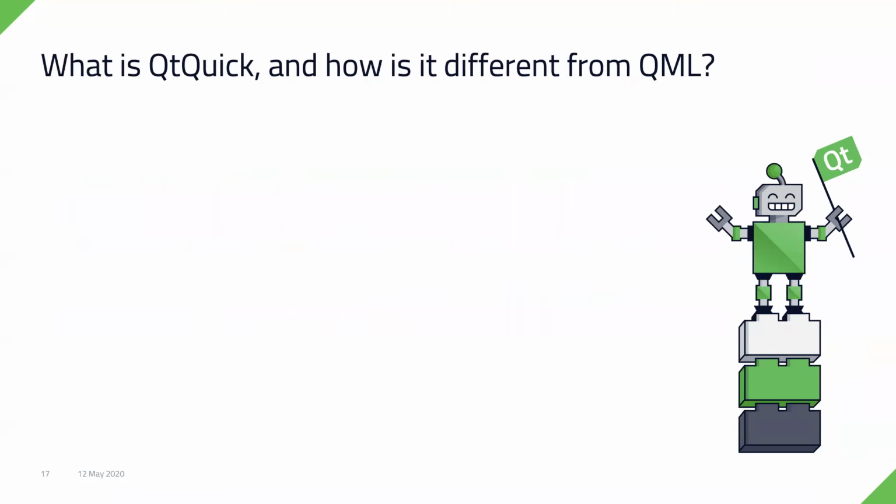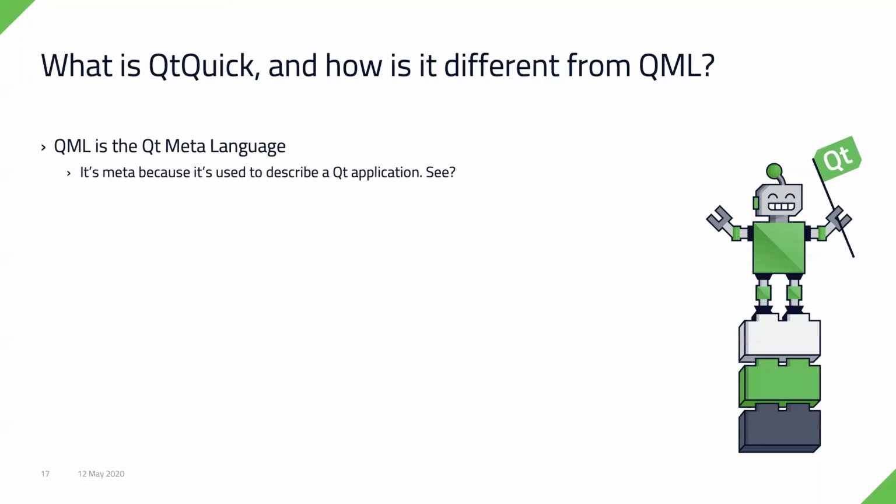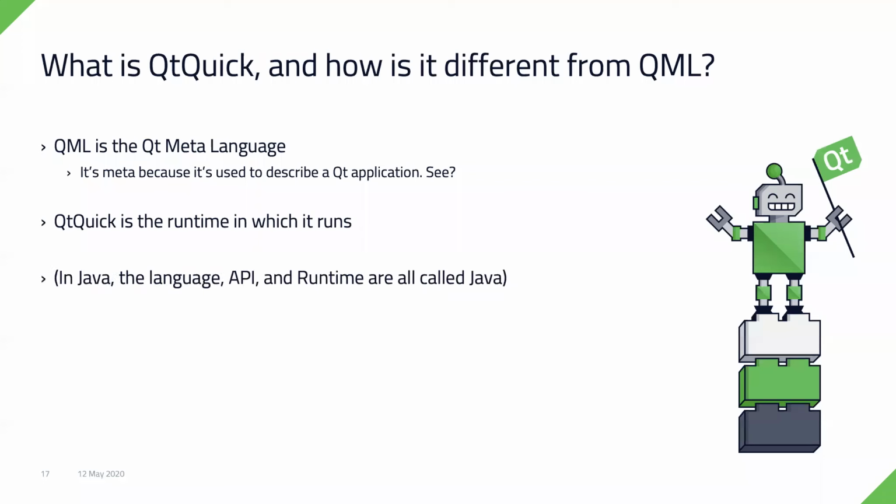Okay, so what's Qt Quick and how is it different from QML? Well, QML is the meta language, the Qt meta language. At the moment, it stands for Qt Meta Language. I think in the past it stood for Qt Modeling Language and Qt Markup Language. It's QML, the meta language that describes a Qt application. Qt Quick is, of course, the runtime, which runs the QML applications.